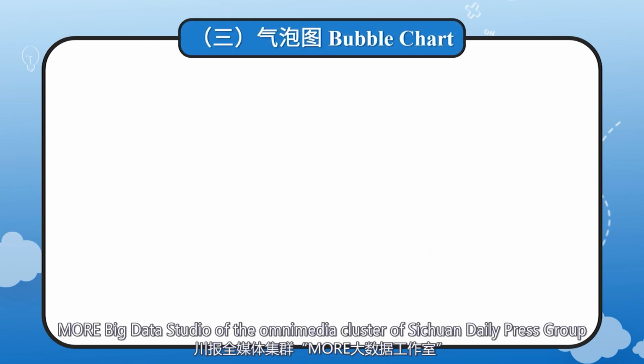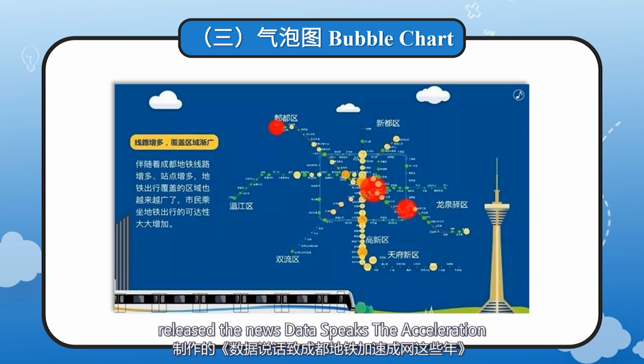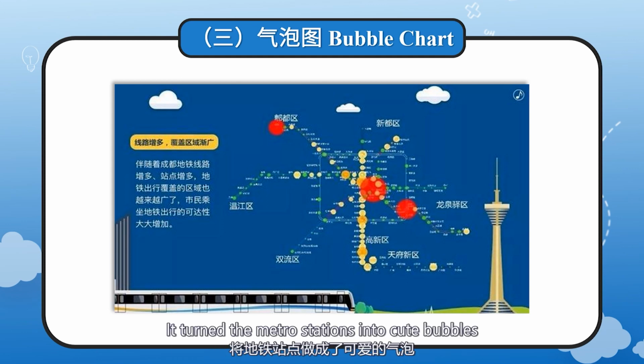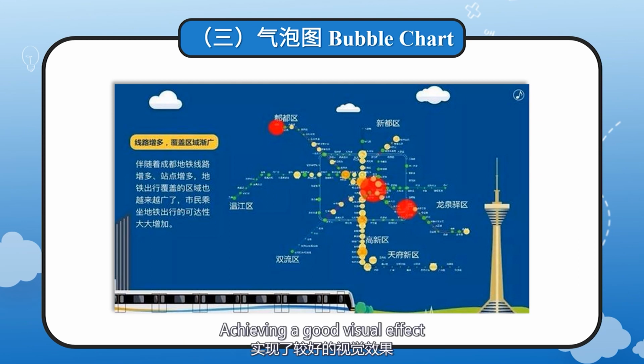More Big Data Studio of the Omnimedia cluster of Sichuan Daily Press Group released the news Data Speaks, the acceleration of Chengdu metro network over the years. It turned the metro stations into cute bubbles, with a bubble size representing the connectivity of each station, achieving a good visual effect.